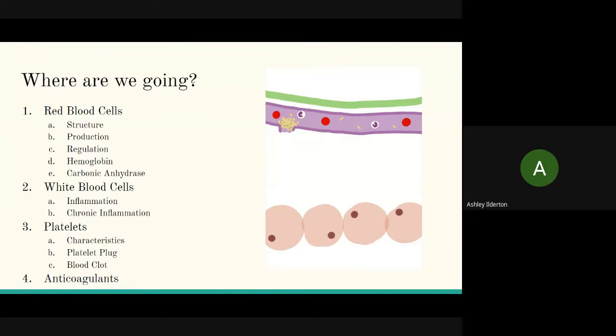So we're going to talk about red blood cells, white blood cells, platelets, and endogenous anticoagulants. These are the main components of the blood, and so this is why we're organizing the presentation by topic rather than by book chapter.